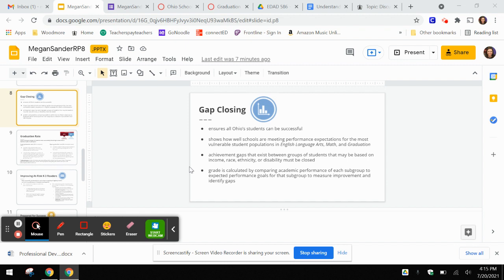The gap closing grade is calculated by comparing academic performance of each subgroup to the expected performance goals for the subgroup, so that the state is measuring our improvement and they can identify any gaps we may have in meeting the needs or closing the gaps of students that are at risk in those subgroups.